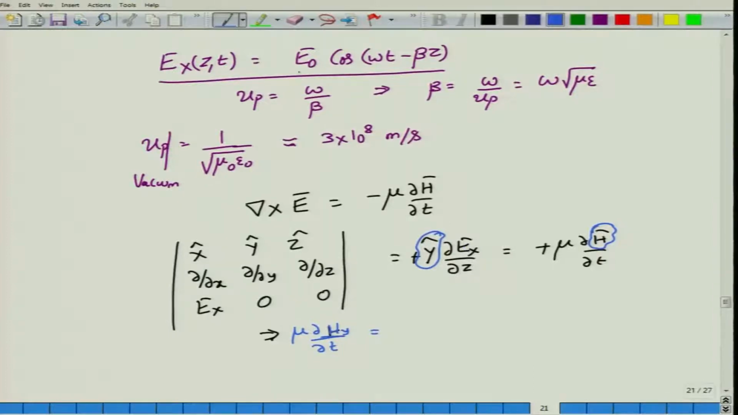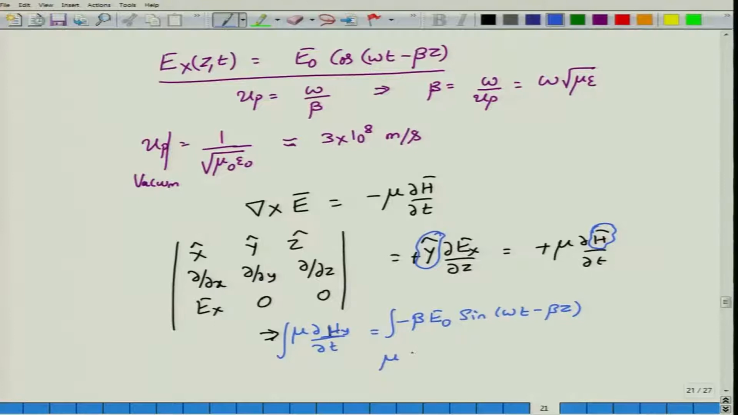Ex is E0 cos omega t minus beta z. So, if I differentiate this E with respect to z, I will be pulling out minus beta from this. So, I obtain minus beta E0, and then instead of cosine I will now have a sine omega t minus beta z. Okay. This will be equal to mu del Hy by del t, but now integrating on both sides with respect to time, what do I obtain?